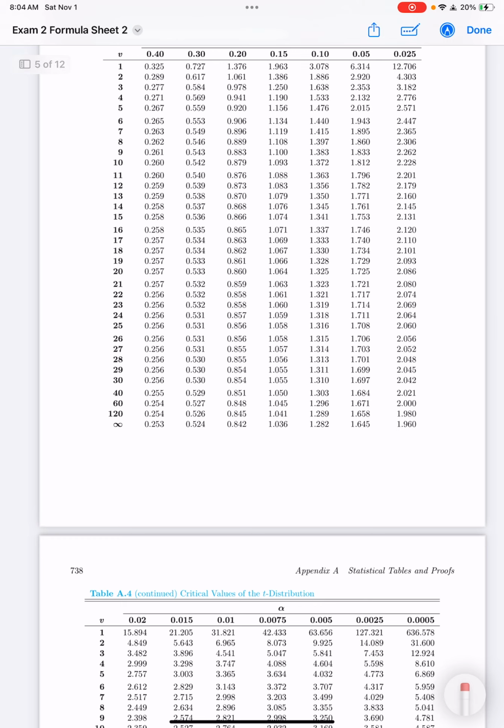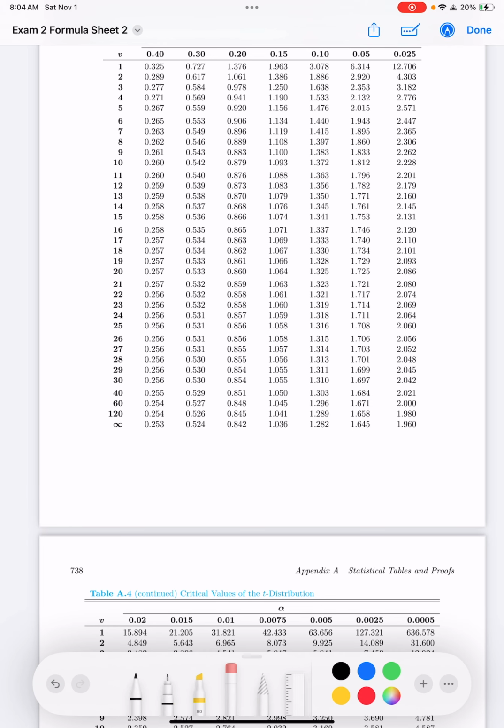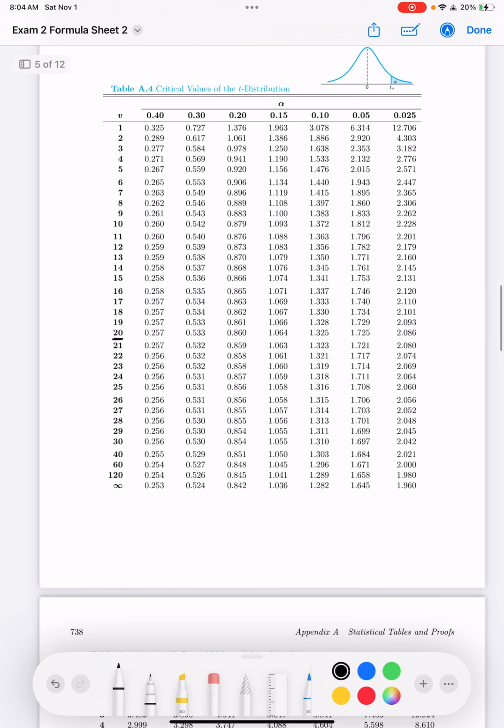And our degrees of freedom, as we recall, is 20. So we can look under 20, and then 1.725 is over here, and that's 0.05, as we can see up here, and we can go back.